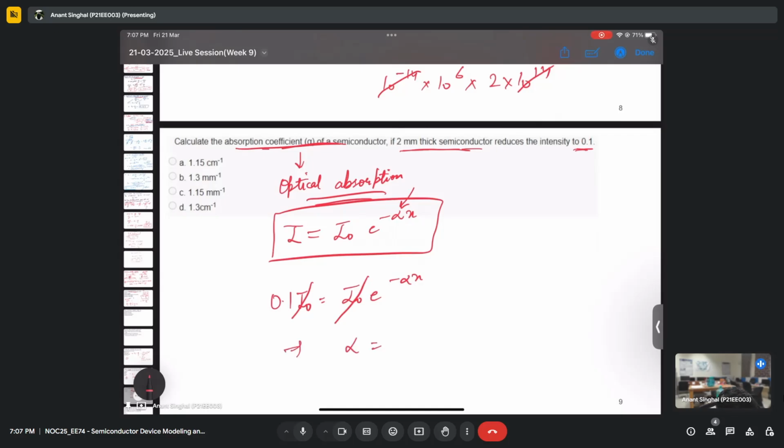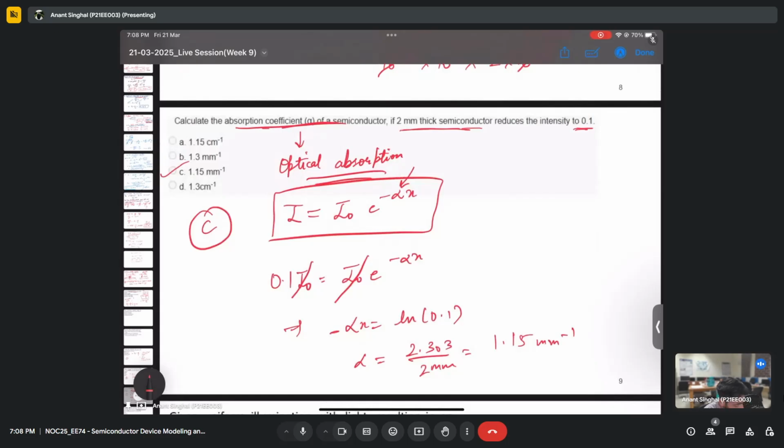From this you can find out alpha. The thickness is 2 millimeters. So alpha x is minus ln 0.1. So alpha will be 2.303 over 2 millimeter, which is 1.15 something per millimeter. Is there any option? Yes, option C is the correct answer. If you want, I can go into the details of this optical absorption in the next lecture, but it will take a lot of time. So for now, we can do with the formula.